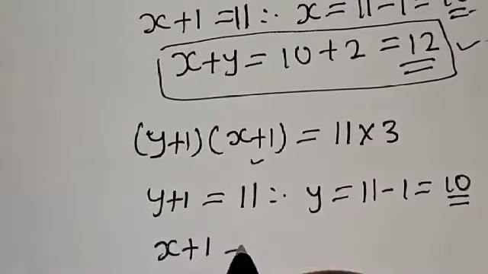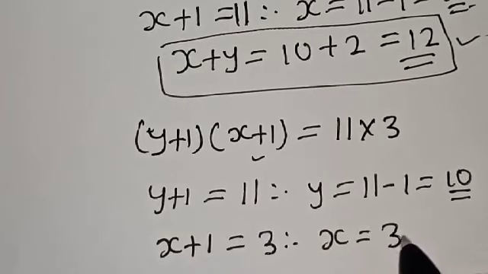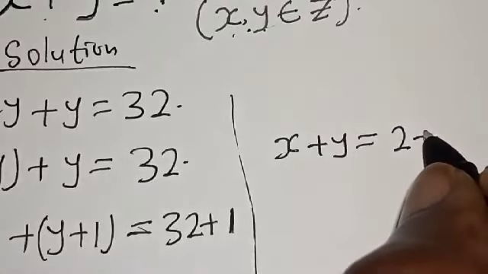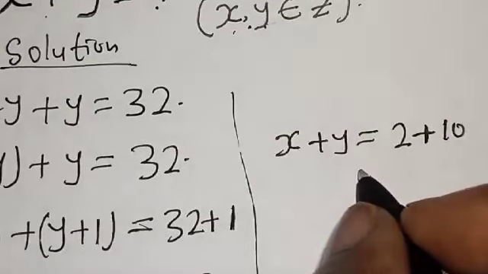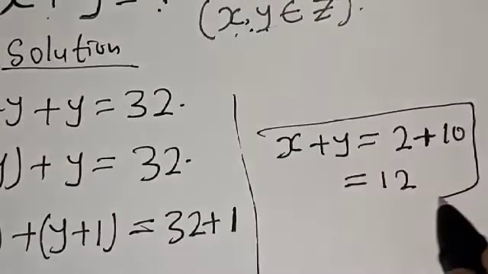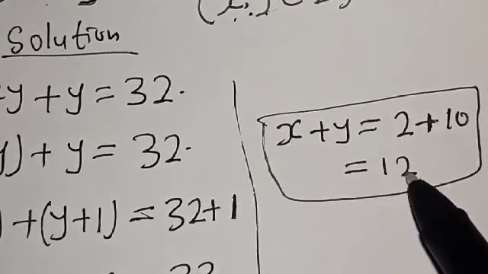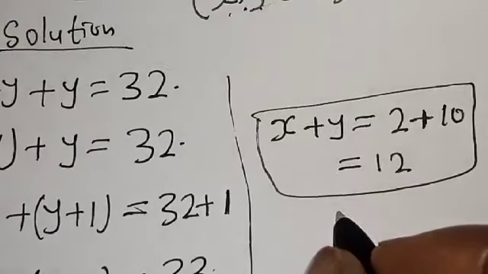Then, for this one, we have x plus 1 is equal to 3. Therefore, x is equal to what? 3 minus 1. This is equal to what? 2. Now, for the second case also, x plus y is equal to 2 plus 10. This is equal to what? 12. Then that is for the second case. You can see that in both cases, we have x plus y equal to 12. Then let's check to confirm if our answer is right or wrong.